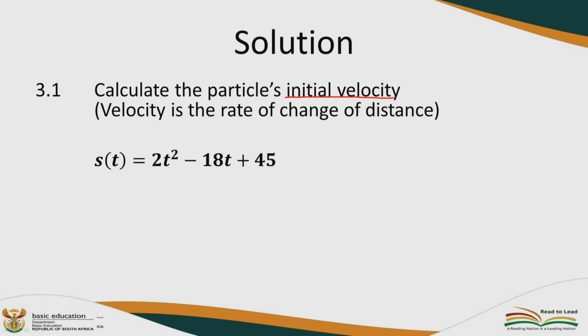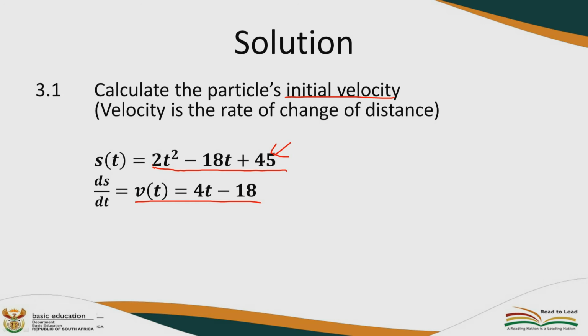So we are then going to take ds dt. This will be equal to v of t, which is the velocity. This is equal to 4t minus 18. So you just basically differentiate that. If you differentiate that, it becomes 4, and then 2 minus 1, so that becomes negative 18, that becomes 0. You'll remember that from differentiation rules. So we now have an expression for velocity, which is 4t minus 18.